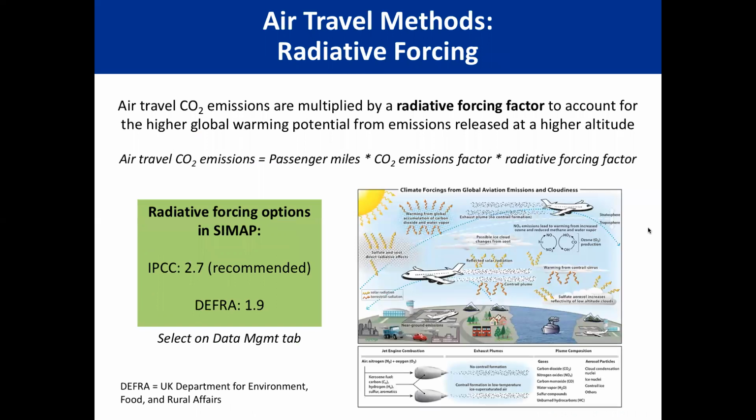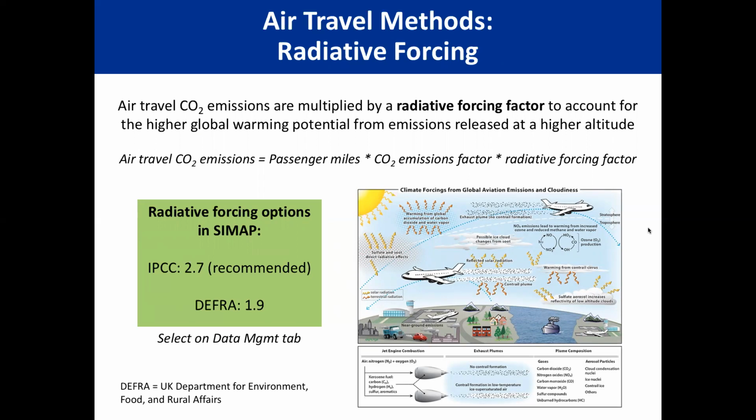The only other update to air travel methods that we have made is the addition of another radiative forcing factor option. Radiative forcing factor is used to account for the higher global warming potential from emissions that are released at a higher altitude. Basically, at different points in an airline's flight, emissions at different altitudes can have different effects due to a variety of atmospheric effects, including increased albedo, contrails, the ozone cycle, things like that.